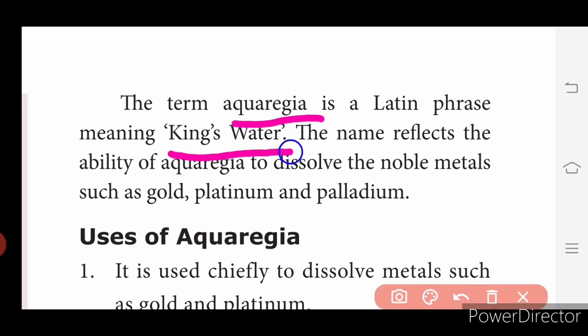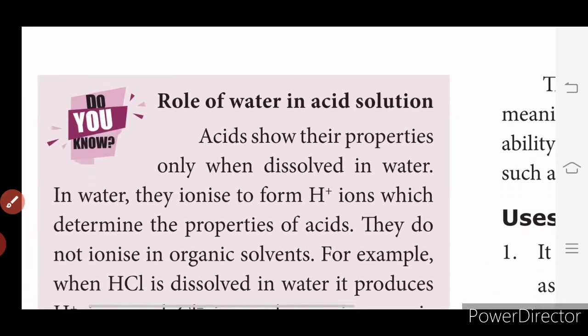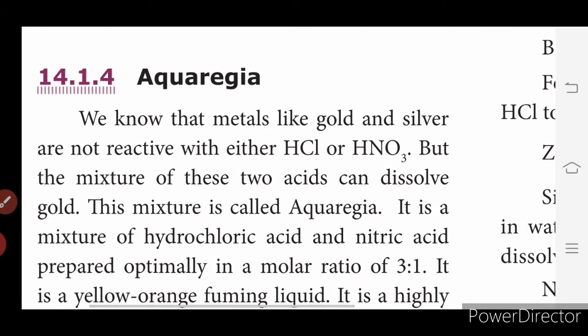The name reflects the ability of aqua regia to dissolve the noble metals such as gold, platinum and palladium. So aqua regia is nothing but king's water, and it helps to dissolve noble metals such as gold, platinum and palladium. We'll see what aqua regia is in brief here.